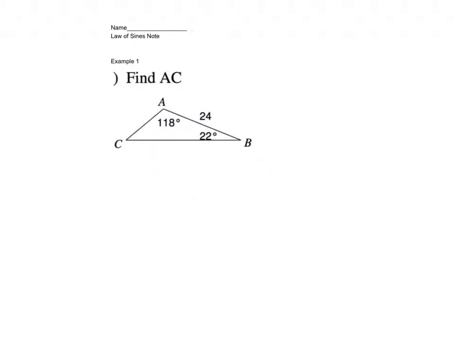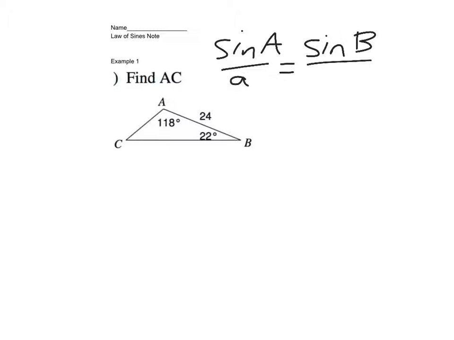I gotta get my pencil. Says that sine of the angle, that these are all equal ratios. And you only use two of them. So for this one, we're asked to find AC. That's across from angle B. So that'd be side B.